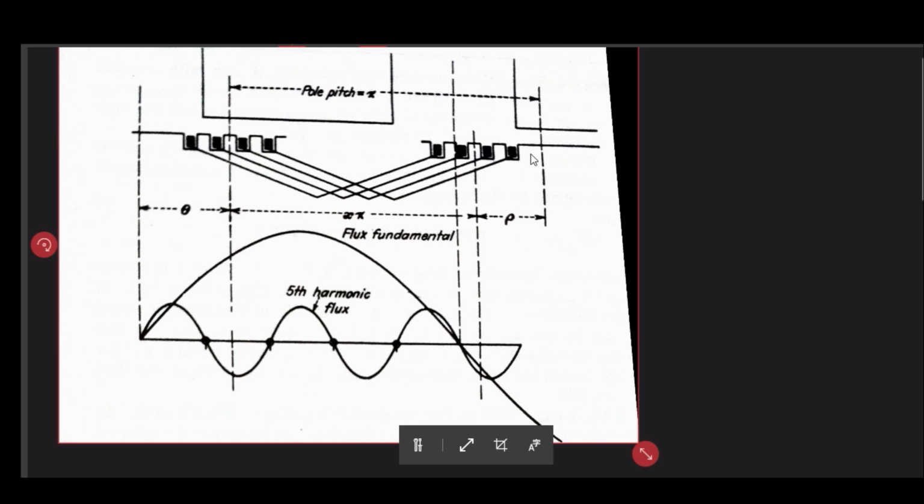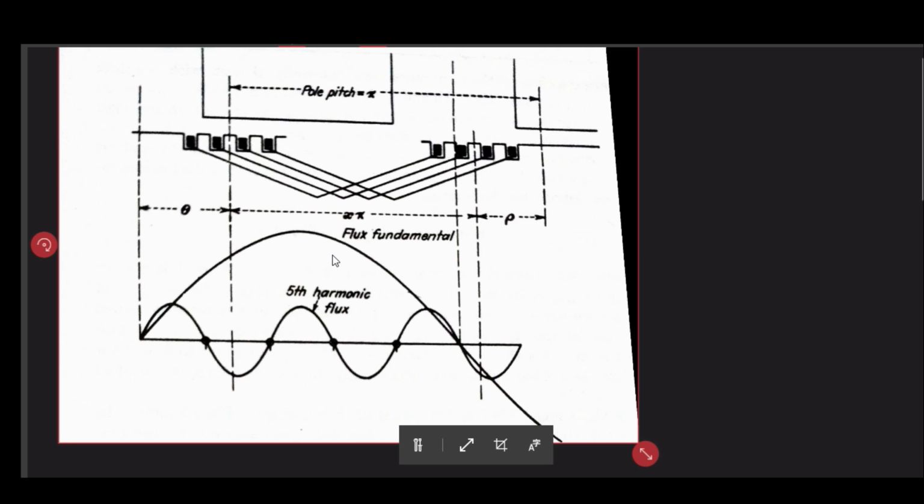I have discussed many cases of short pitch winding, like how to realize it. But now we are going to see what the impact of having a short pitch winding is. That is very important. Now, one thing in this picture is clear: if we have a short pitch winding by an angle of 36 degrees, then by the time the fundamental completes one half of its waveform, the fifth harmonic will complete 5 complete cycles.